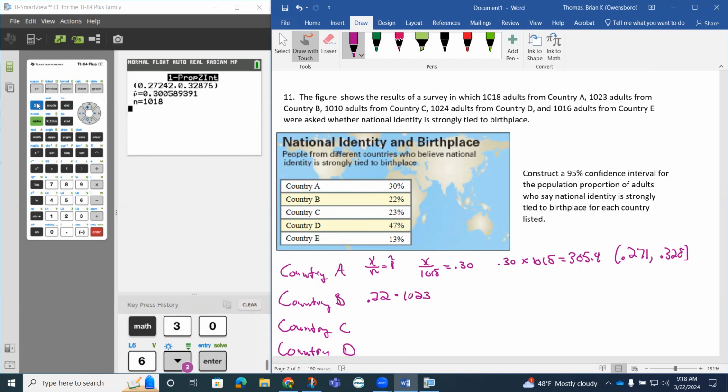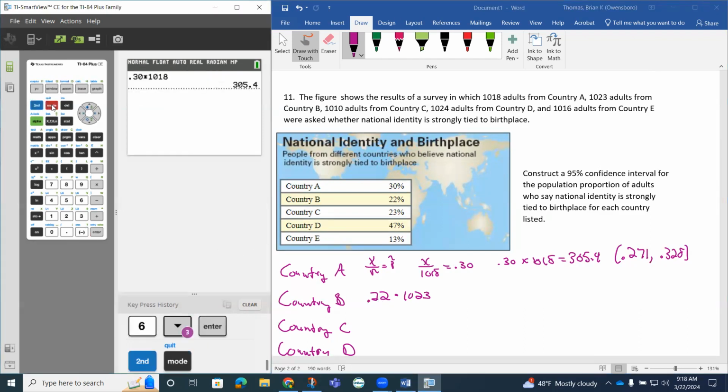So if we do this math here, this 22% times this 1023, we're going to get 225 basically. So that's going to be our X, if you will. That's how many people out of the 1,023, 225 believed national identity ties into birthplace.